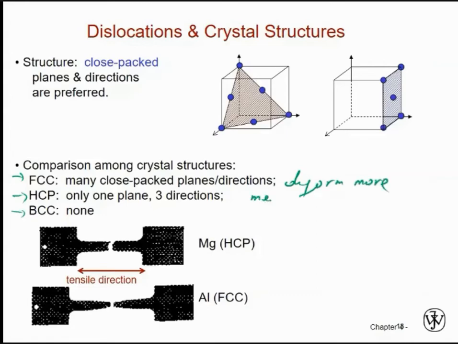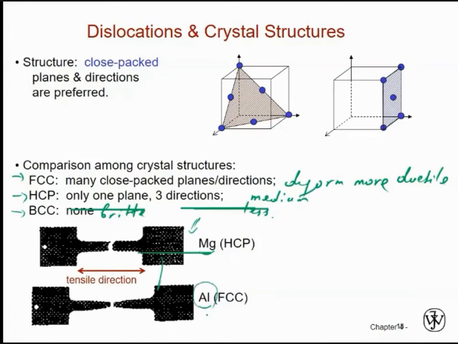HCP will deform, let's say, medium, and BCC will deform less. What will happen? BCC materials will be brittle, and FCC materials will be ductile. If you look at this picture, we have magnesium, which is HCP, and aluminium, which is FCC. These 2 specimens had the same shape before deformation. After we apply tensile stress to both of them, what has happened?